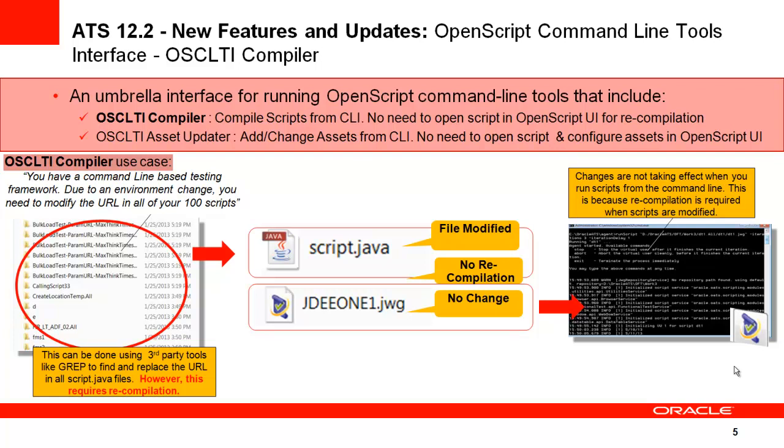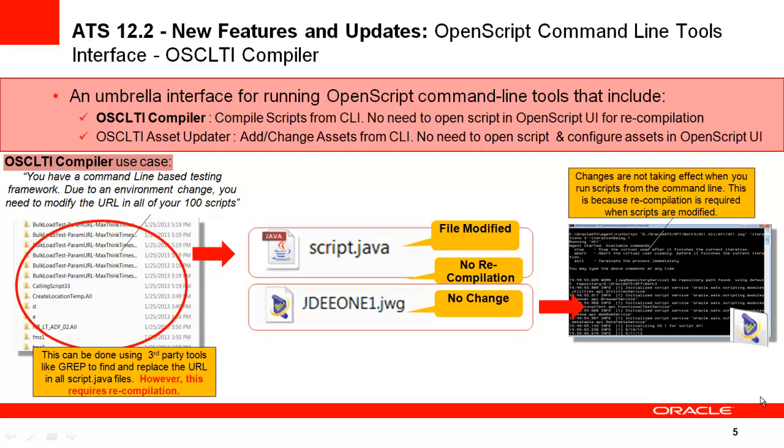So a lot of scripts are running as a scheduled batch execution, and therefore you're not launching the OpenScript UI for doing so. And say there was an environmental change in your application, and a URL that is specified in all of your scripts needs to be changed. Because the script source in OpenScript is a plain text file, you can do the bulk text replacement by using any third-party tools to run against your script source files and find and replace the URL.